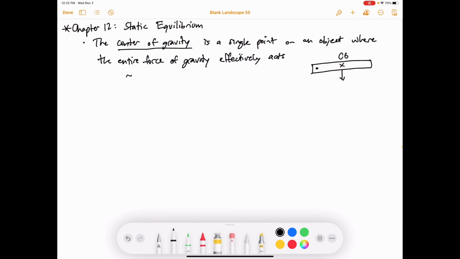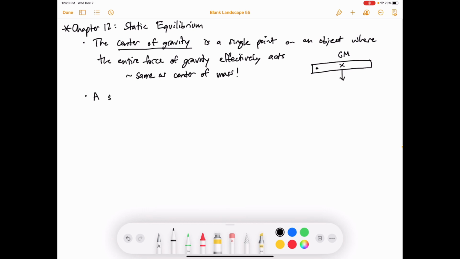What we found is that the center of gravity is basically the same as the center of mass. Now, there are some subtle differences between the center of gravity and the center of mass, but for an everyday sized object, it really doesn't matter. These are effectively the same thing. So, in other words, we can treat it as if the entire force of gravity is acting at the center of mass of an object. Okay, that's the idea. So that takes us to static equilibrium.